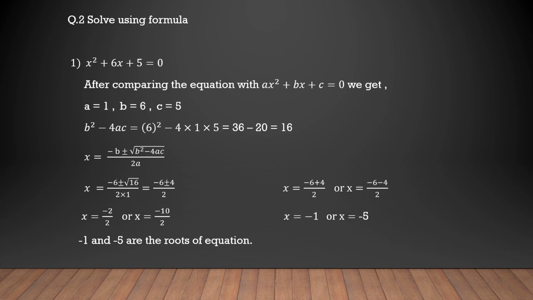Question number second. Solve using formula. First, x square plus 6x plus 5 is equal to 0. So in this question, we have to solve this equation using the formula. So the formula is x is equal to minus b plus minus root of b square minus 4ac by 2a.